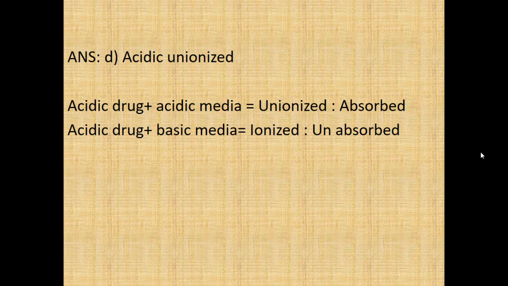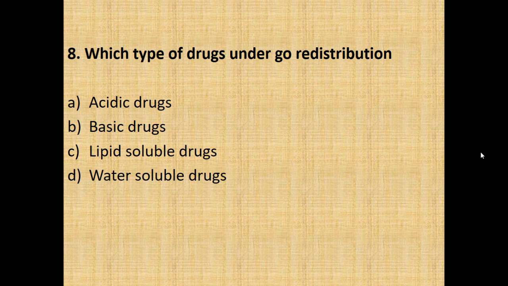Here, a simple example is aspirin. Aspirin is acetylsalicylic acid. It is acidic in nature. Once you administer it orally, from the stomach it will absorb faster because it is an acidic drug, the stomach has an acidic environment, and it becomes unionized. Once it enters the intestine, the intestine has basic pH. Acidic drug, basic pH, it becomes ionized, then it won't absorb. Simply, acidic drugs will absorb faster from the stomach. Basic drugs will absorb faster from the intestine. Then: what type of drugs undergo redistribution? Here the simple thing is, the drugs which go and get stored in the body will undergo redistribution.